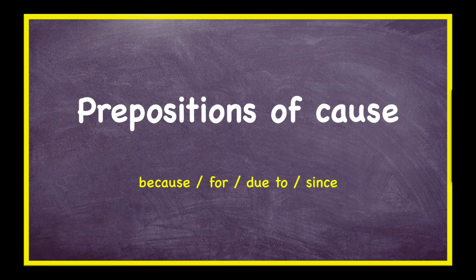And then lastly, we have prepositions of cause. And this kind of preposition indicates why something was done, right? So because, for, due to, or since. So I did it because I love you. Or I did it for love. Or I did it due to my feelings. Or I did it since I didn't know what else to do, right? These are prepositions of cause.